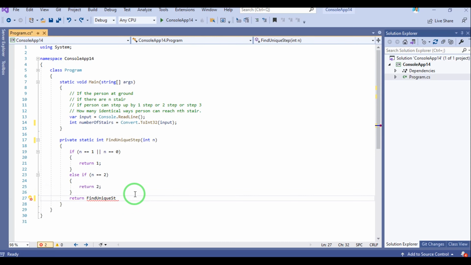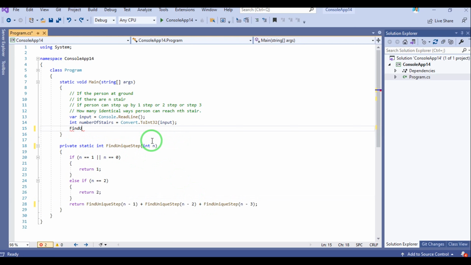If the value of the stairs is more than 2, in that case, we will use a recursive function. We will call it recursively. FindUniqueSteps(n minus 1) plus FindUniqueSteps(n minus 2) plus FindUniqueSteps(n minus 3), and finally call this function and pass the number of stairs.